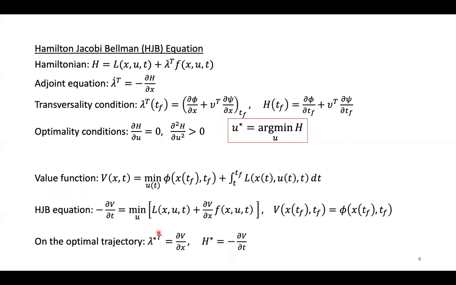On the optimal trajectory, the corresponding co-state represents the sensitivity of the value function with regards to the state, and the Hamiltonian is essentially the negative of the sensitivity of the value function with regards to time. Why this is interesting, you can see in this slide.